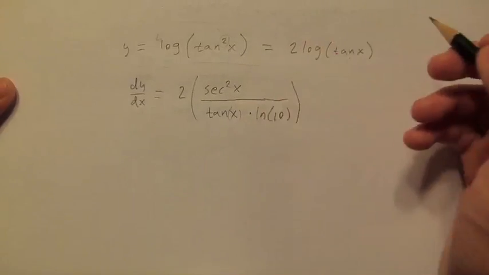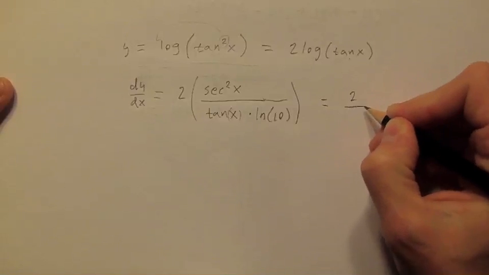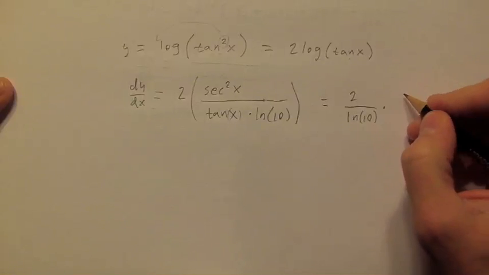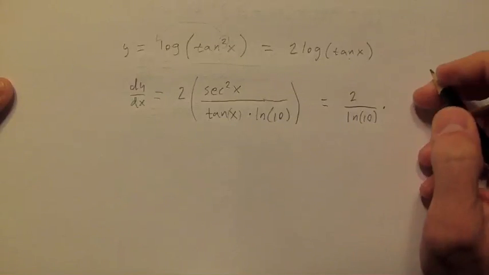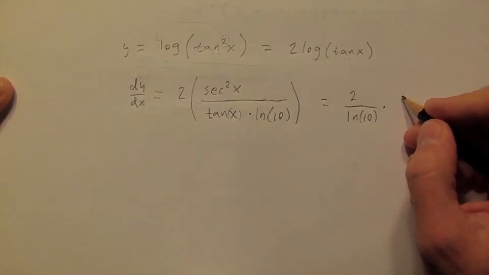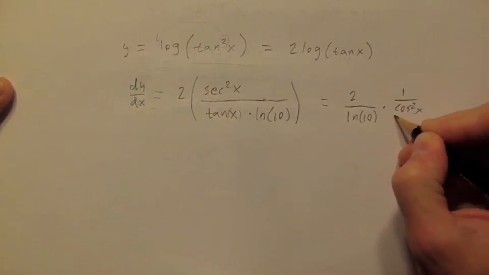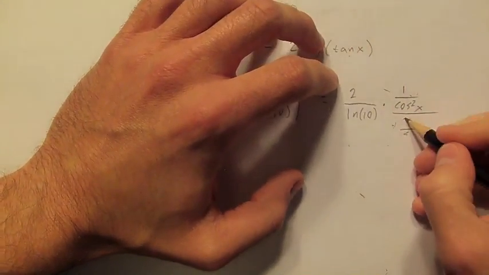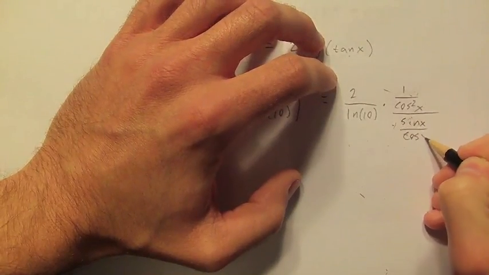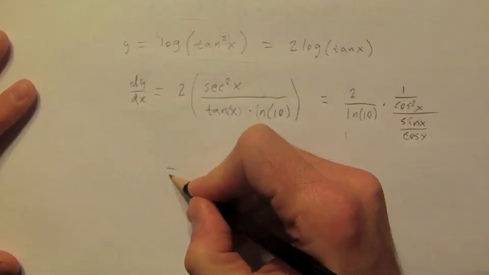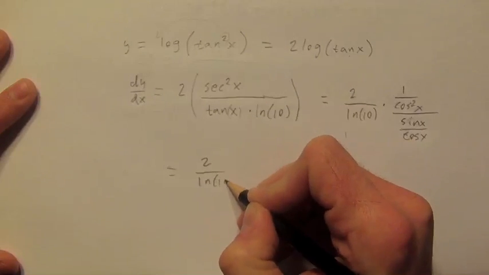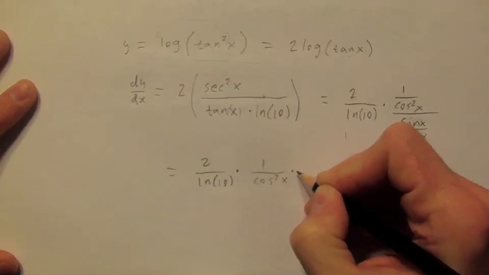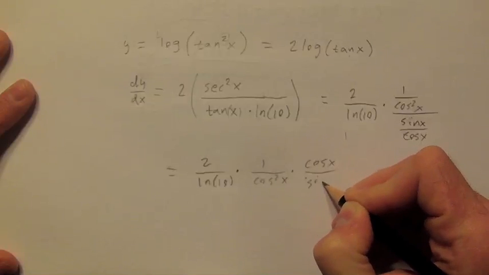So we could simplify this a little further if you're interested. Let me move the constant outside, because this is essentially 1 over cosine squared all over sine over cosine. So you can actually flip this around and get 2 over ln 10 times 1 over cosine squared x times cosine x over sine x.